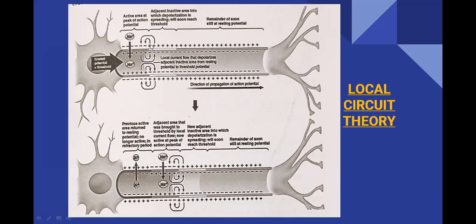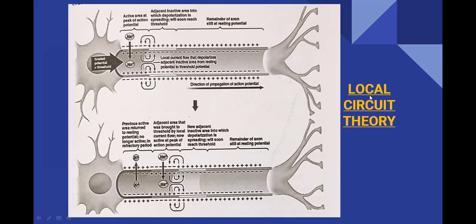Here one circuit was formed, and next, from the second region, the sodium ions again will be attracted by this next third region, creating another, second local circuit. In this way, many local circuits will be generated one after another throughout the length of this axon.